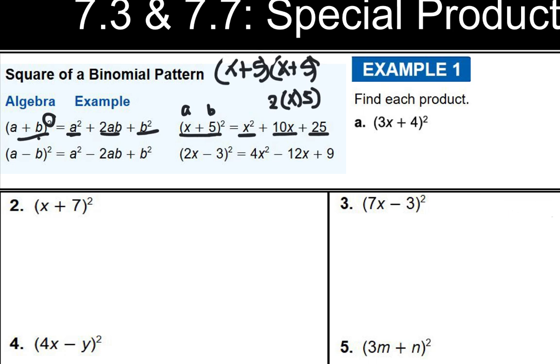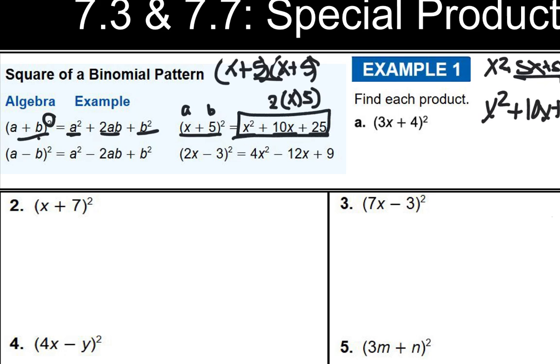There, x times x is x squared. x times 5 is 5x. And 5 times x is 5x. And 5 times 5 is 25. Combine your like terms, you get x squared plus 10x plus 25, which is what we got. So it's just a shortcut. When you recognize you're squaring a binomial, just square the first term and the last term, and then in the middle, multiply the terms, and then multiply that by 2.